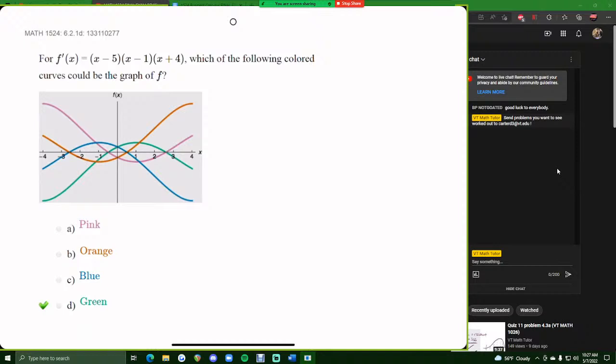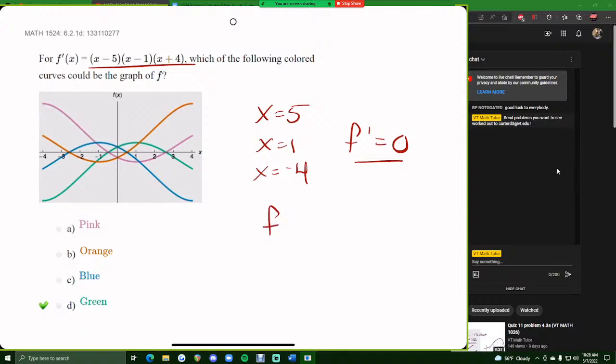Let's break them down. From here, we get the x values, 5, 1, and -4. These are the x values for which f prime is equal to 0, which means these are critical points. These are possible locations for where f has maxes or mins. So that's how we eliminate 2 of the colors here. Let's just look at x equals 1.